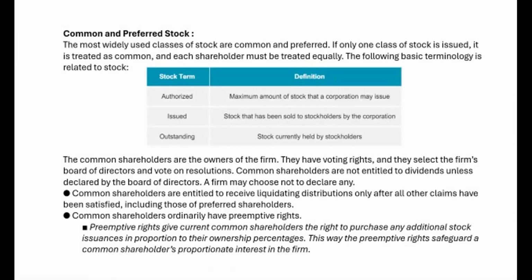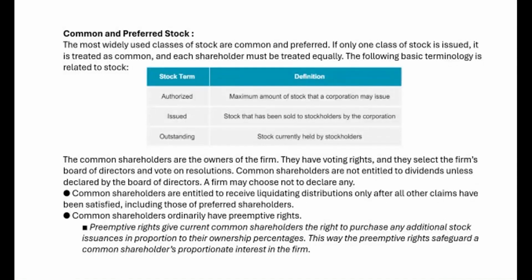As you can see on the table here, authorized is the maximum amount of stock that a corporation may issue. Issued stock is stock that has been sold to stockholders by the corporation. And outstanding stock means stock currently held by stockholders.